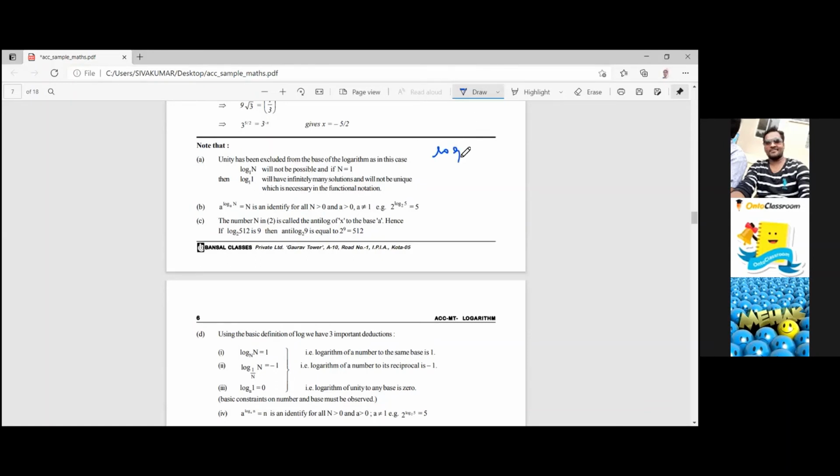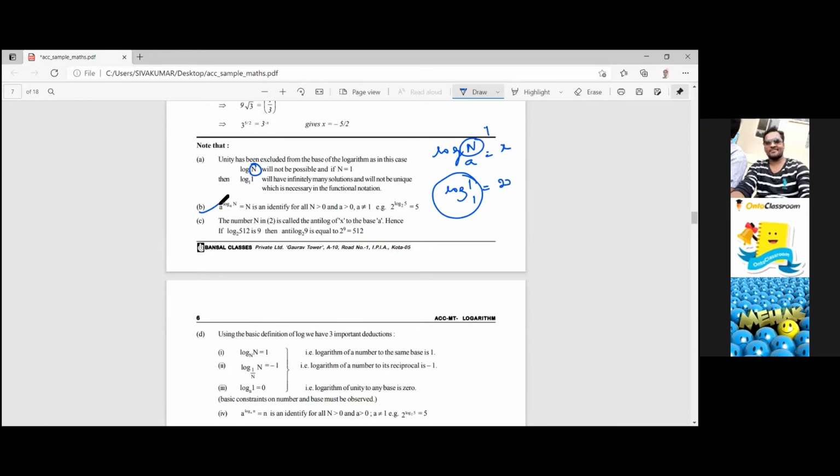So normally what we are writing: log n base a is equal to x. The base a value will not be 1. And if you are having log 1 base 1, it means the value should be infinity. Before that I gave one note point: the n value should not be negative. That is also one note point.